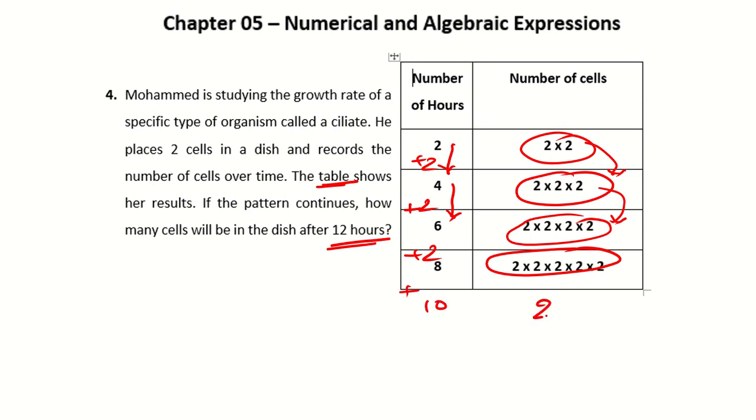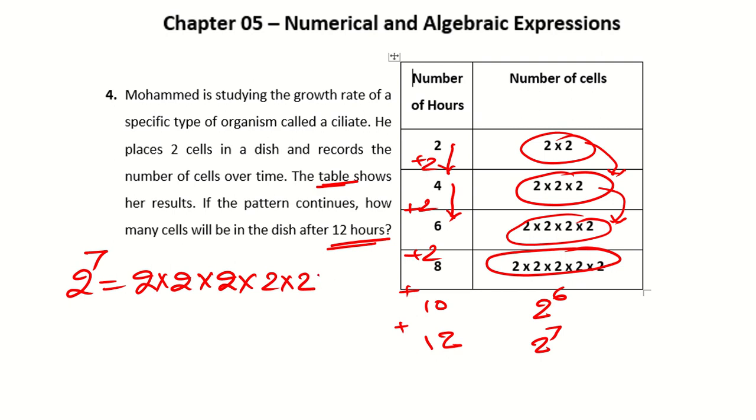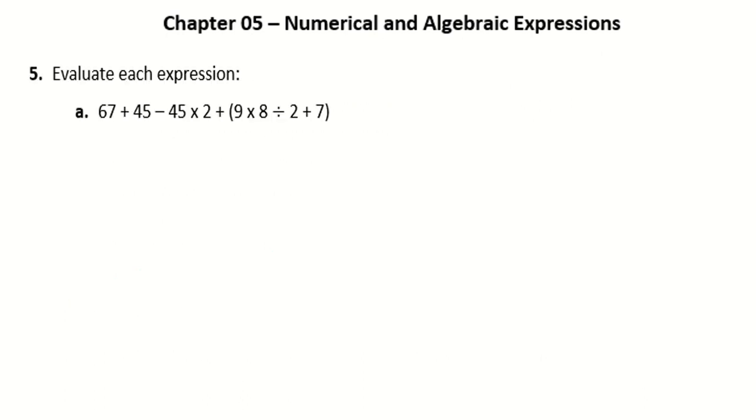So it will be 2 to the power 6, means 6 times. And when you get for 12, means plus 2 again, it will be 2 to the power 7 times. So what will be the answer? 2 to the power 7, or it will be 2 multiply 2 multiply 2 multiply 2 multiply 2 multiply 2 and multiply 2. So what will be the answer? 2 times 2, 4, 4 times 2, 8, 8 times 2, 16, 16 times 2, 32, then 64 and then 128.